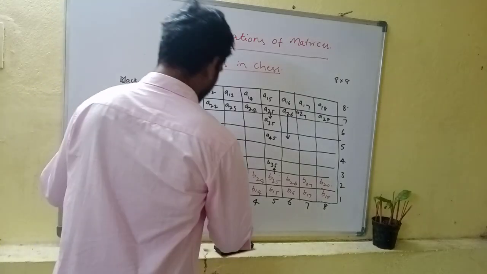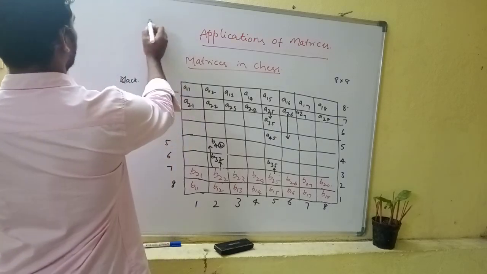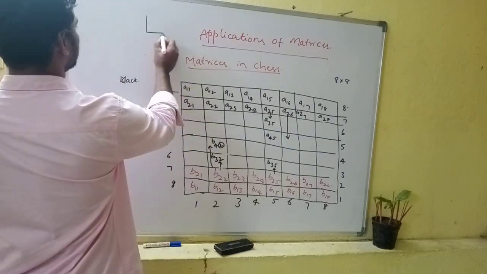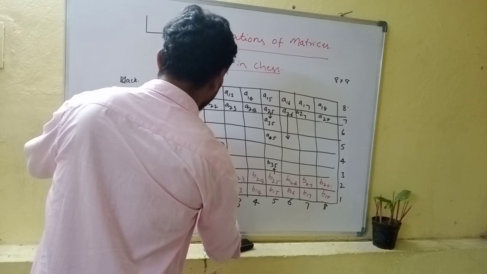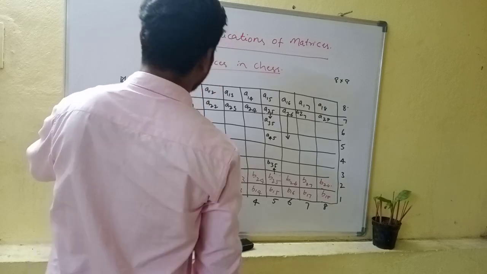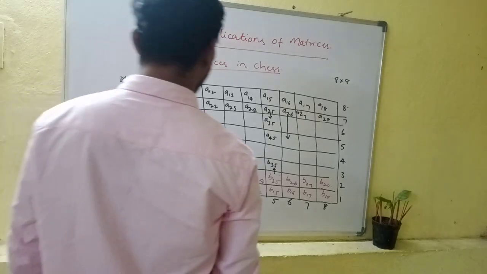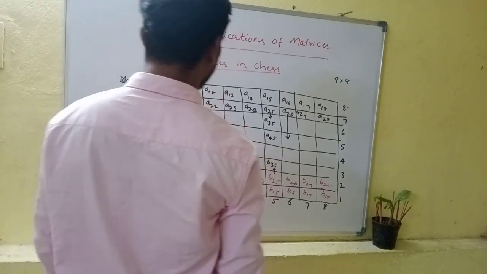Let's take horse. This horse can move in L direction. L direction means if this is the horse, 1, 2, here this is, it will come. It comes from here also.